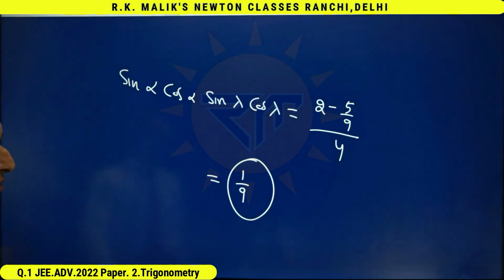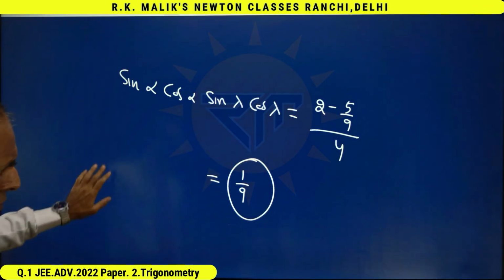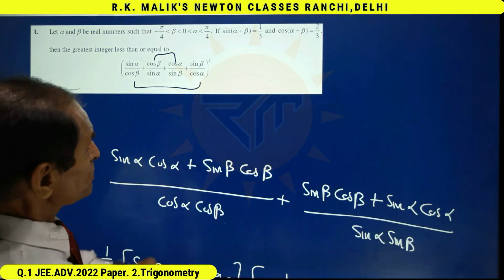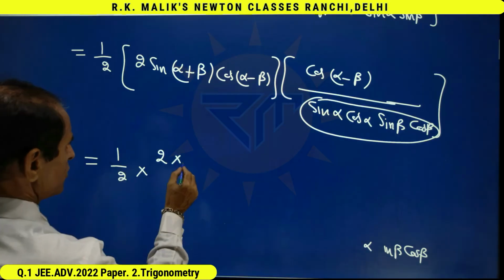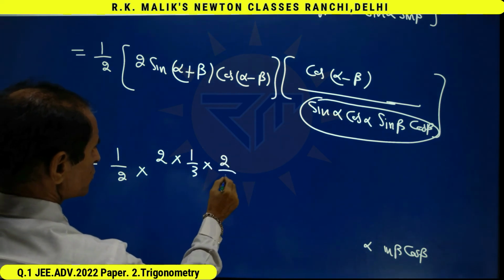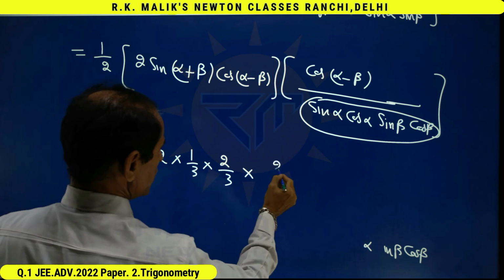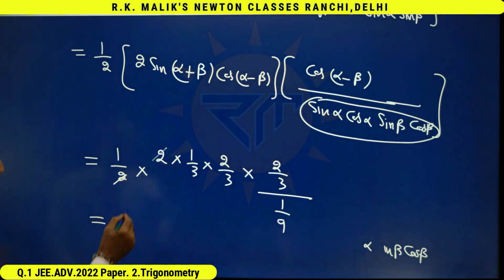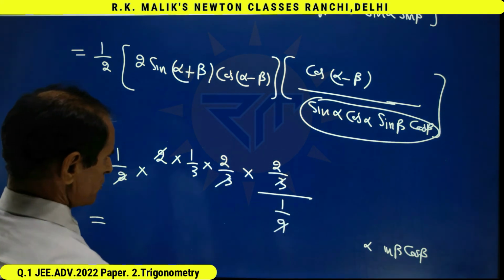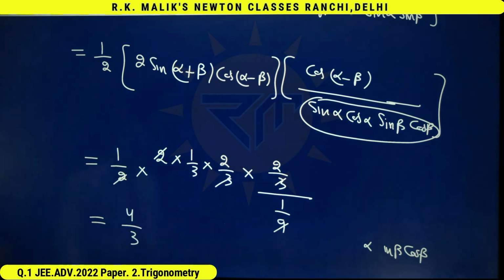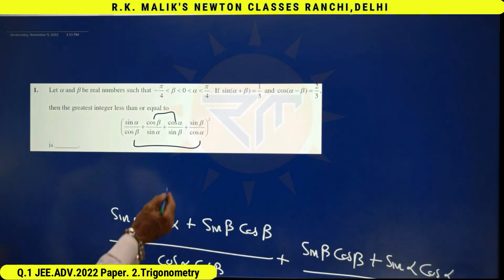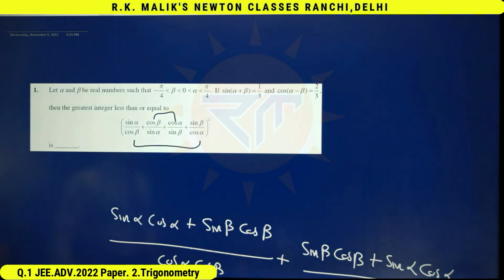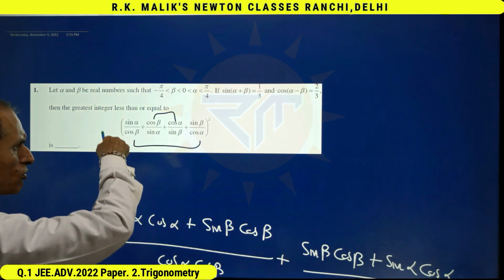And the value of this I have already found by 3 methods previously, and that was 1 by 9. And now putting back the values, I get 1 by 2 into 2 into sin(alpha plus beta), which is 1 by 3, cos(alpha minus beta), which is 2 by 3, so 1 by 3 into 2 by 3 into again 2 by 3 upon 1 by 9. I get 4 by 3. And because the inside portion I have got the value as 4 by 3, hence the value of this whole becomes 16 by 9, and therefore the greatest integer less than or equal to this becomes 1.